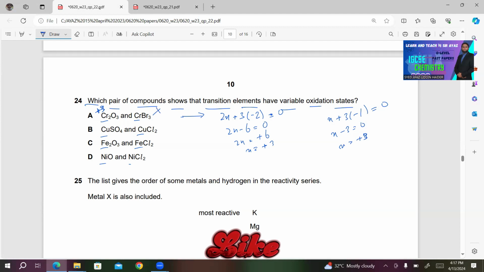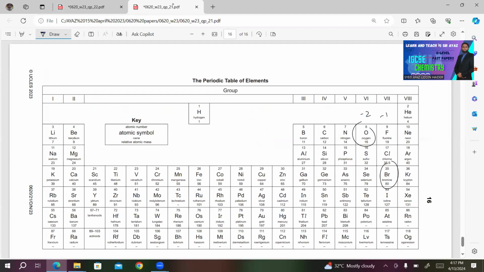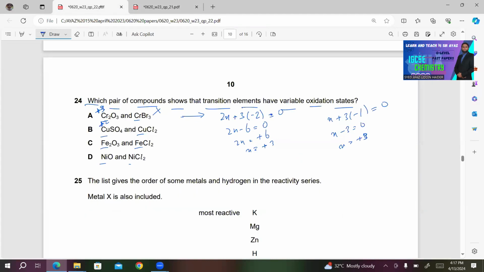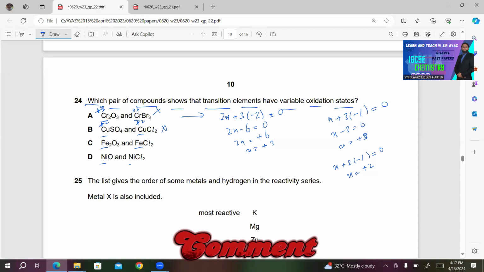CuSO4 and CuCl2. SO4 carries -2 charge. So Cu must be carrying +2 charge. What about Cl? Cl is in group 7, it must be having -1 charge, 2Cl. So x plus 2 minus 1 is equal to 0, or x is equal to plus 2. So plus 2. So this is also incorrect. What about C? Fe2O3 and FeCl2.